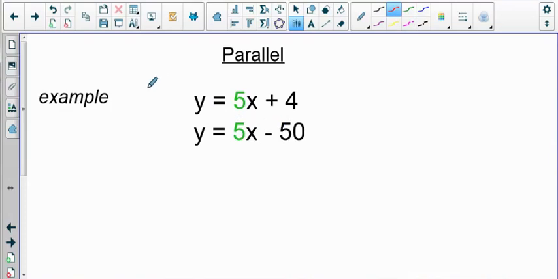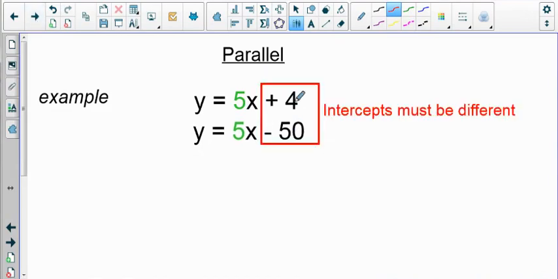Now, one thing that I need to remind you of is that when you're talking about parallel lines, if they had the same slope and they crossed at the same place, they would be the same line. So only on parallel lines, you need to make sure that the intercepts are different. Because if I said y equals 5x plus 4 and y equals 5x plus 4, those would be the same lines. So as you can see, the two slopes have to be the same, but the intercepts must be different.